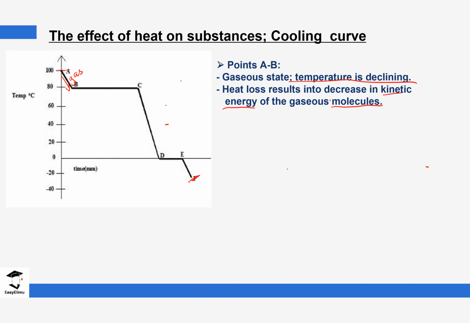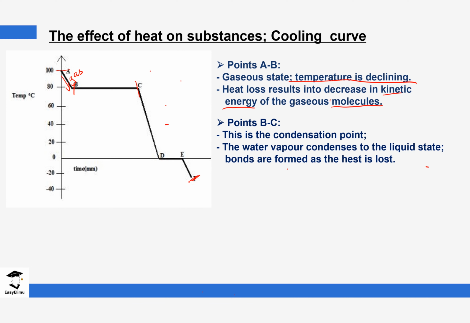In region BC, you can see clearly the first thing is that the temperature is constant. Why is the temperature constant? Because the heat is being lost in this system, so the particles are coming together. Slowly by slowly, they are coming together. And when they come together, it means that the bonds are beginning to form. They start attracting each other because of the closeness of the particles.